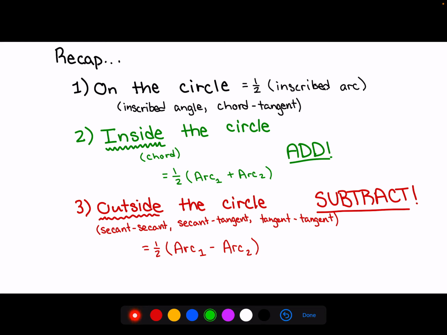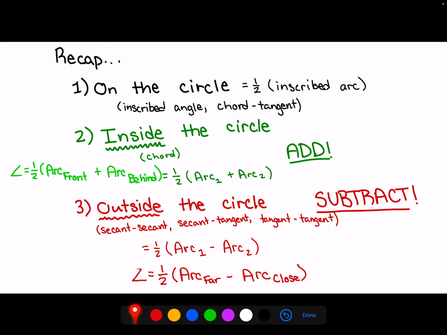Let me go ahead and create our general formula for that one. Again, that formula is our angle is equal to 1/2 of the arc in front, the arc that we're facing, plus the arc behind. And then our outside the circle, again, we were subtracting. That's for secant-secant, secant-tangent, and tangent-tangent angles. And our equation was our angle is equal to 1/2 of the far arc, the arc that's far away from the angle, minus the close arc, the arc that's right next to us.